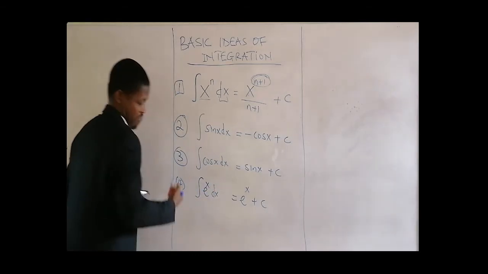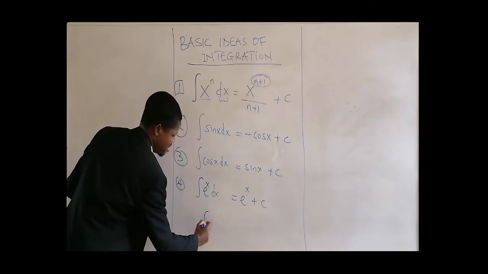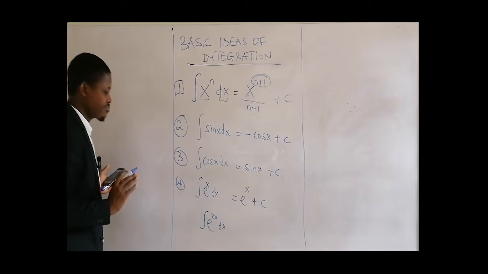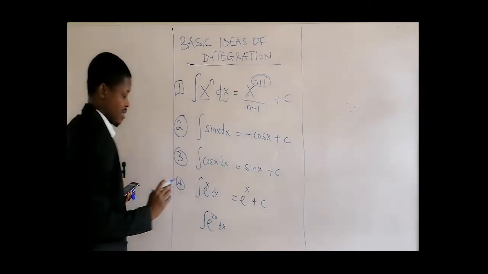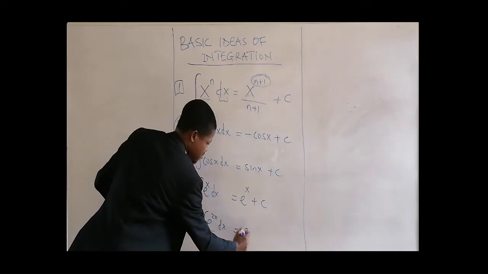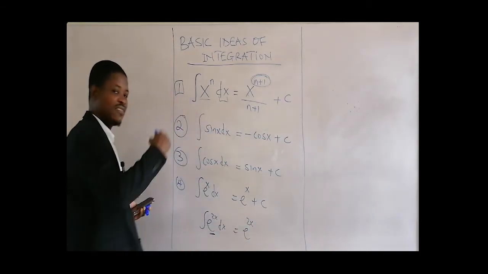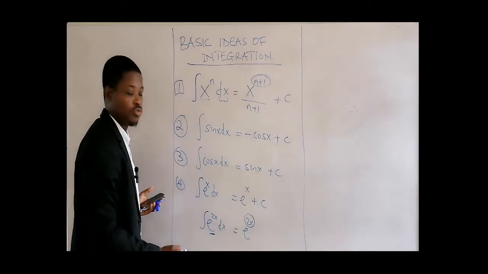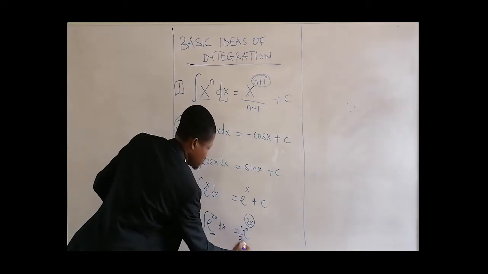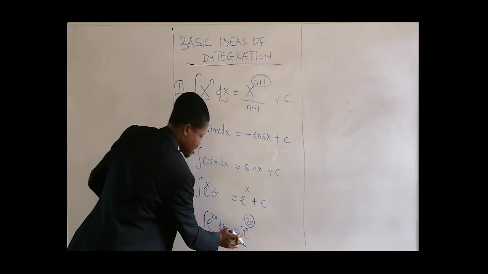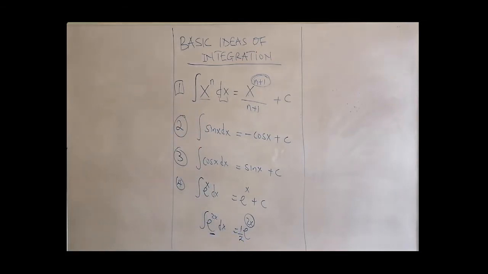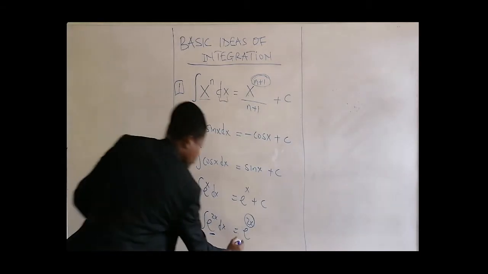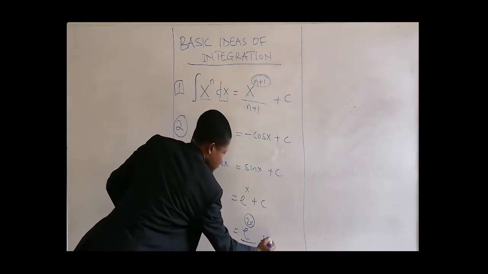The exception is, let's say for example you have the integral of e to the power 2x dx. It's very simple. You write the function again, then you divide by the derivative of the power, which is 2. That's 1 over 2. If you don't want to use 1 over 2, that will just be equal to e^(2x) over 2, and then plus c.